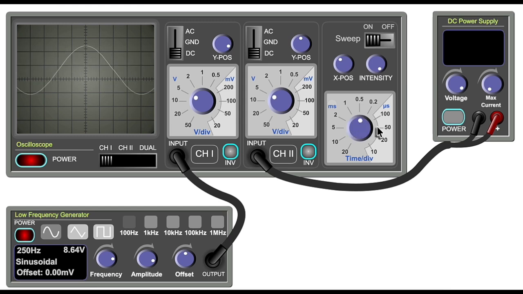or larger. We also have a control up here called sweep. This allows us to turn the time base off altogether. We'll have a look at that later in the video.